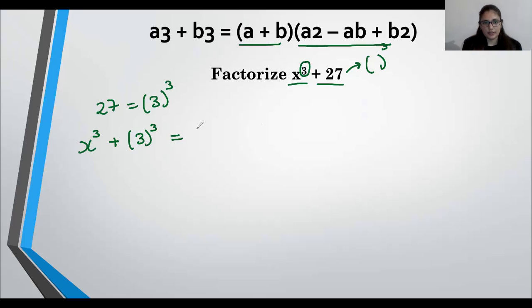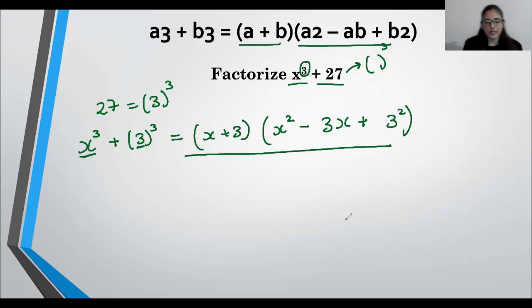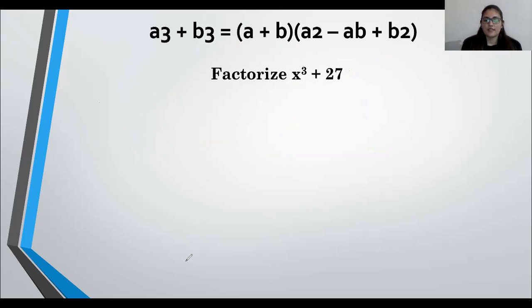Now we can easily apply our identity, which is a plus b, meaning x plus 3. So this is a and this is b. Then a square means x square, minus a times b, which is 3x, plus b square, which is 3 square, which is 9. And you are done. This is your solution. You have factorized it. Great. Now let's move ahead to the next question.